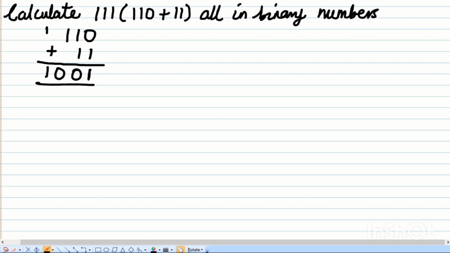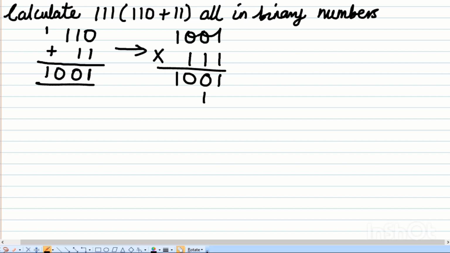So the last step now is to multiply. We have our answer 1001. I'm going to multiply with 111 because that's what the bracket means. Do your normal multiplication, right? This is 1 times 1. So actually, see that 1 multiplying everything will just be the same. So this will be 0 0 1, another 1001, another 1001.